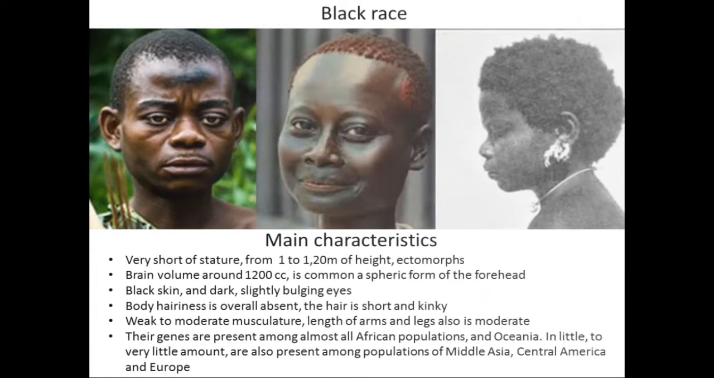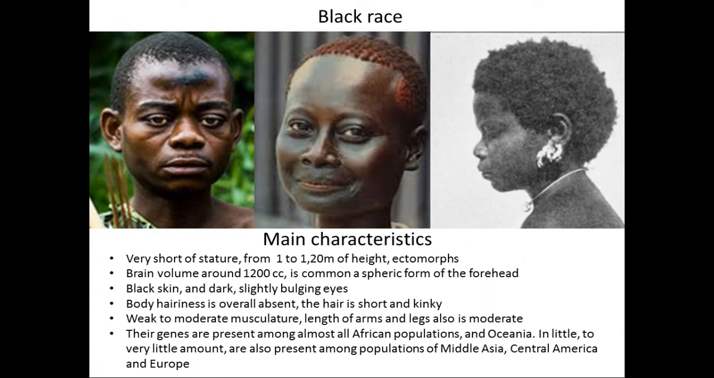The black race, Negrito pygmies. Very short of stature, standing from a meter to a meter 20 of height. Ectomorphs. Brain volume around 1200 cubic centimeters, among whom is common a rounded form of the forehead in the shape of a dome, black skin and dark, slightly bulging eyes. Body hairness is overall absent, the head is short kinky. Weak to moderate musculature, the length of the arms and legs also is moderate. Their genes are present among all African populations and Oceania, and little to very little amount are also present among populations of Middle Asia, Central America and Europe.